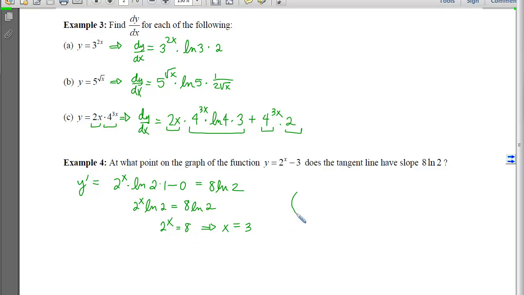The goal was to find the point, so I have the x-coordinate. To get the y-coordinate, I'll plug the 3 in. That'll give me an 8 minus the 3 is a 5.